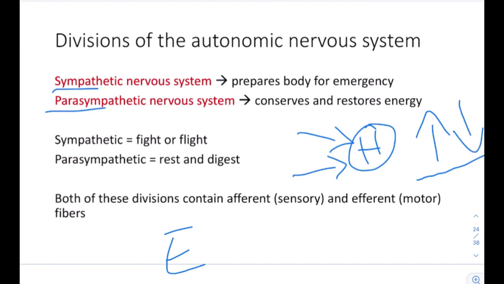If the parasympathetic division is activated, then the heart rate is going to decrease, because right now you can conserve and restore your energy, because you don't need to spend energy at this time, since let's say you're sitting on a couch. So sympathetic is the fight or flight system. Parasympathetic is the rest and digest system. And both of these divisions contain afferent and efferent fibers. But remember, mainly the autonomic nervous system is part of the motor system.